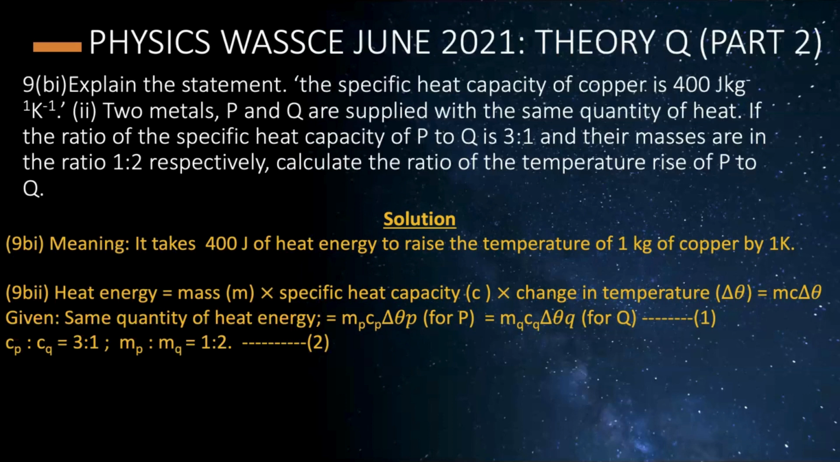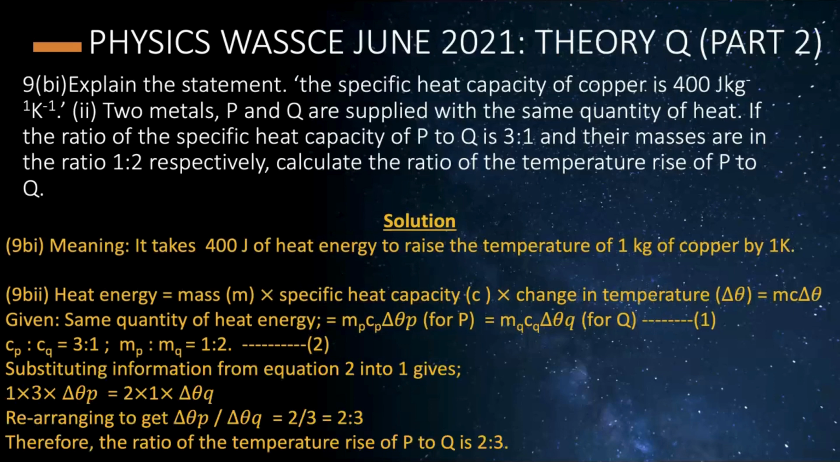So that of P will be 3. Remember, this is ratio. And that of Q will be 1. For masses, the mass of the metals you have for P is 1 and for Q is 2. So with this in mind, you are off to a good start.